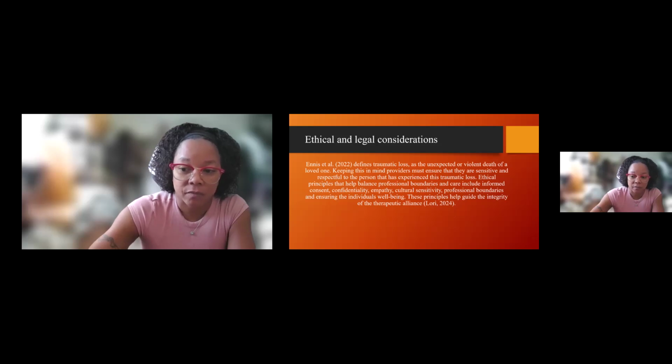Therapists must practice within their area of competence, ensuring that they have the necessary skills and knowledge to address the specific needs of clients dealing with trauma. This involves staying current with best practices and evidence-based approaches for trauma therapy. If a therapist encounters a case that exceeds their expertise, they should refer the client to a specialist or seek supervision.